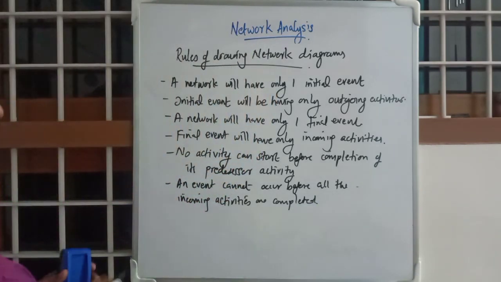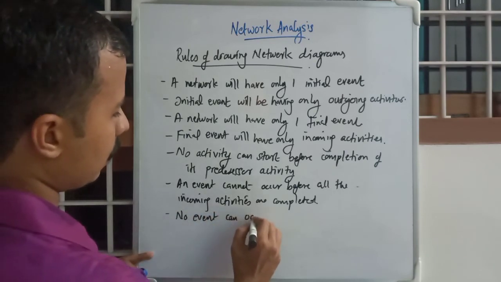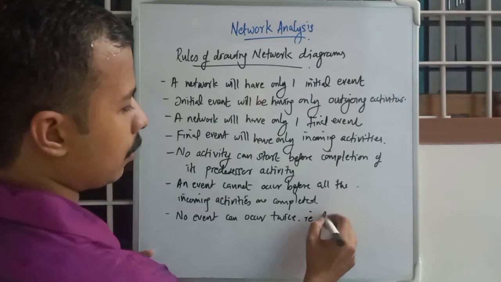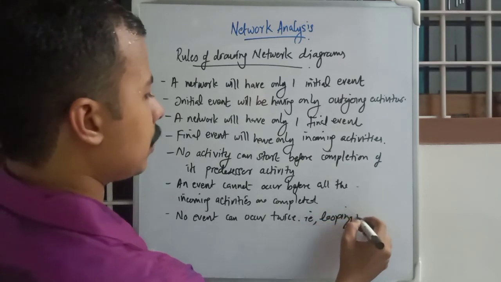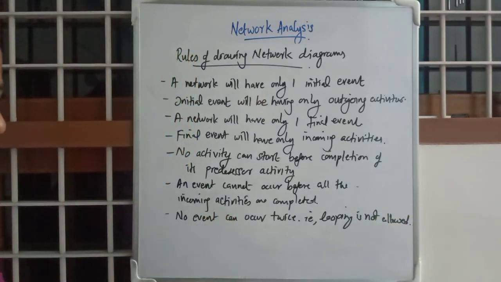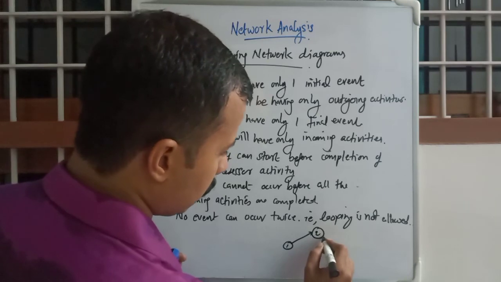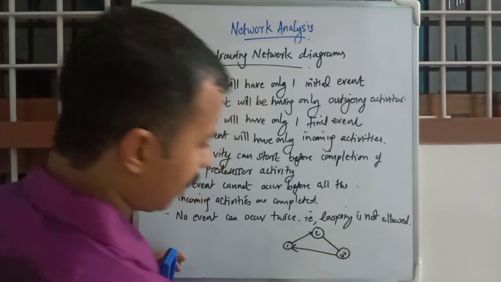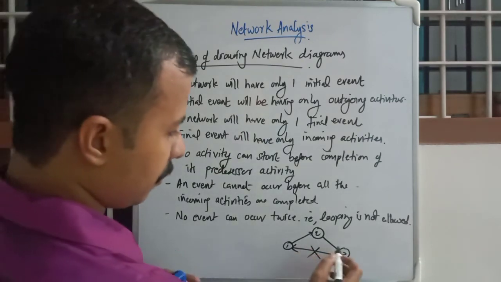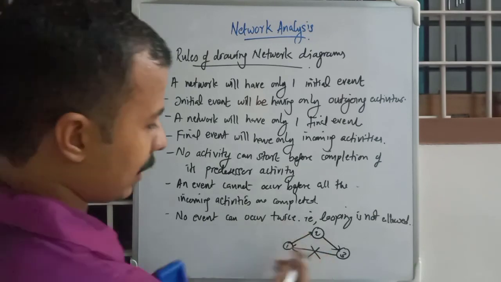Okay, next one, no event can occur twice. That is, looping is not allowed. That is, if this is 1 and this is 2, this is 3, it cannot be taken back. This will be prohibited in network analysis. If this happens, it will be just running around like a loop. Okay, so no event can occur twice, it will have to go another way.